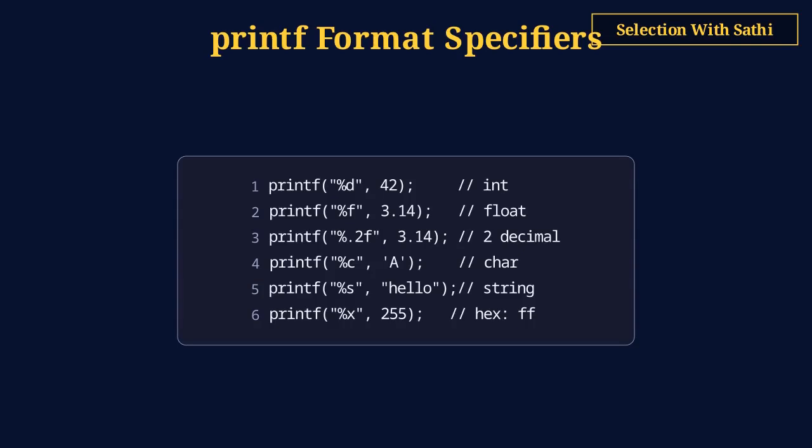%c prints a single character and %s prints a string. For hexadecimal output use %x, for octal use %o, and for pointer addresses use %p. To print a literal % sign, use %%.